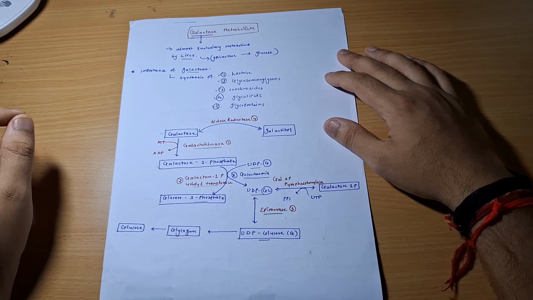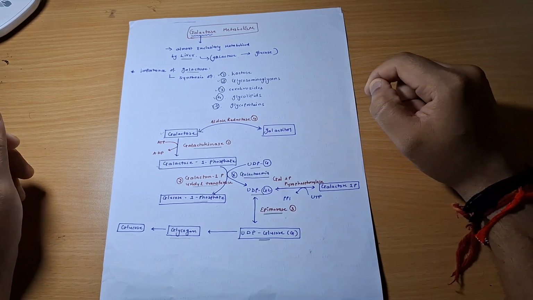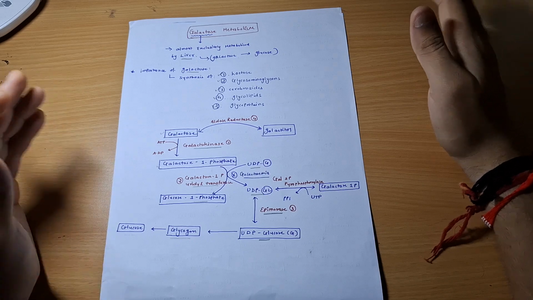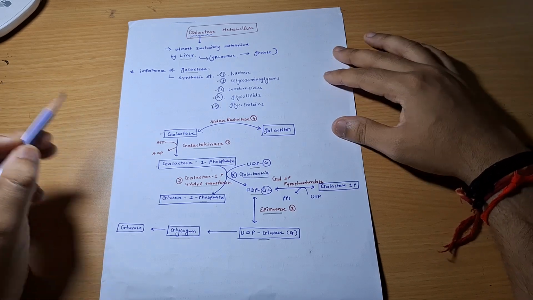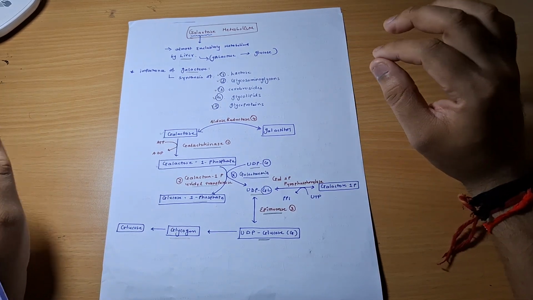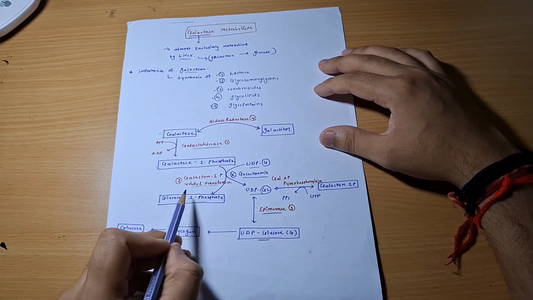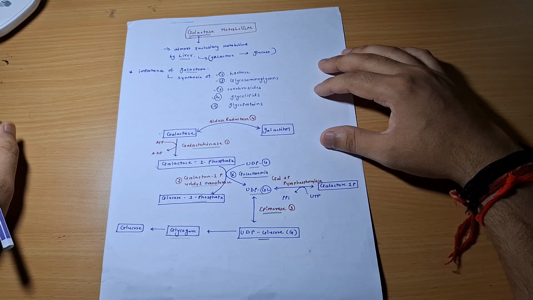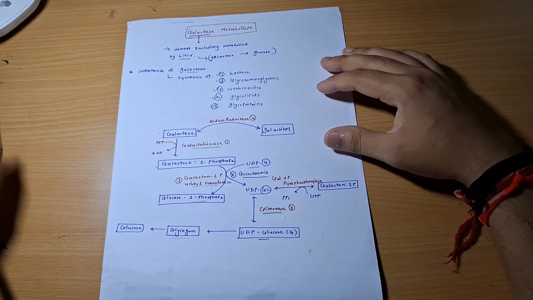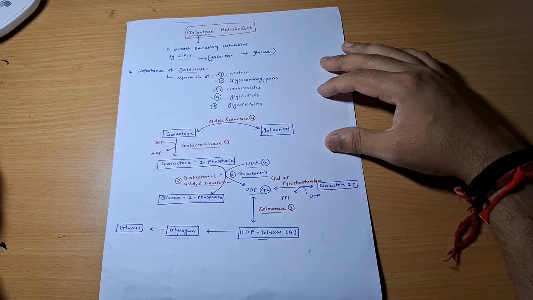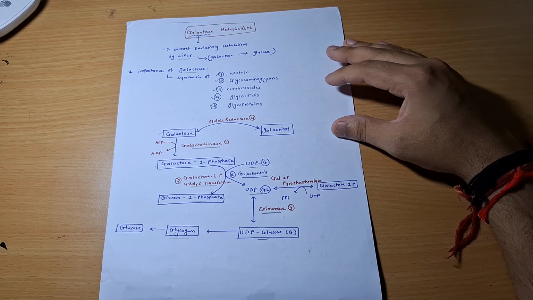What happens in a classical case of galactosemia, I will be discussing later in this part also, but just as a highlight, in the classical case of galactosemia, we have complete deficiency of galactose 1-phosphate uridyl transferase enzyme, which is the rate limiting enzyme. Okay, this you should know.